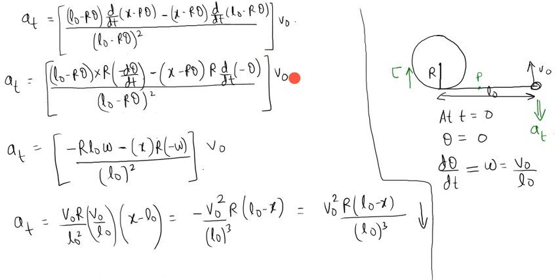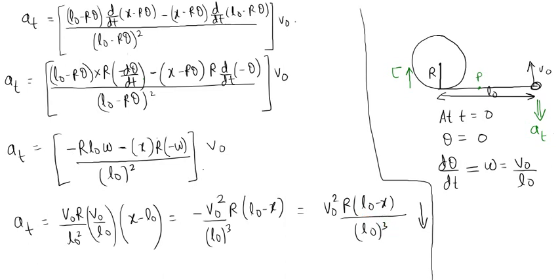Now this is a complicated expression, but I am interested in finding out the tangential acceleration at t equal to 0, when theta was also equal to 0. So theta is 0 at t equal to 0, and d theta by dt is omega, which is v0 by L0. So I will put d theta by dt equal to v naught by L naught and theta equal to 0 in this expression. And finally I will get an expression which on solving will give me a_t equal to v naught square r (L naught minus x) by L naught cube.